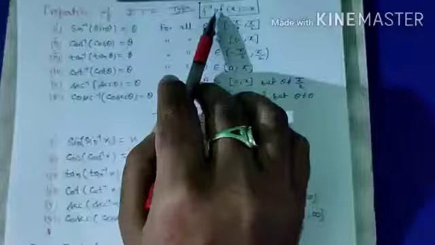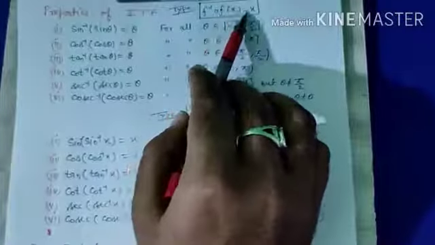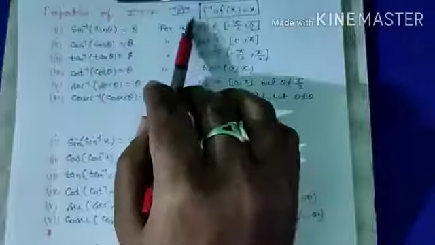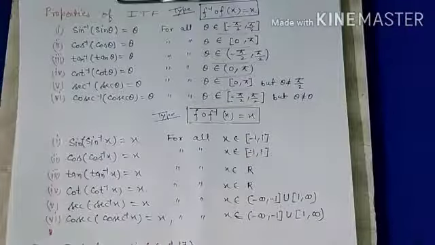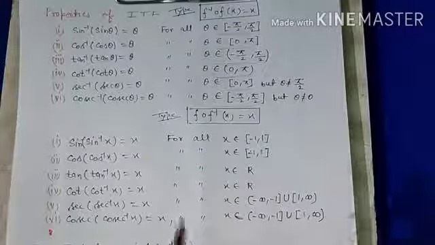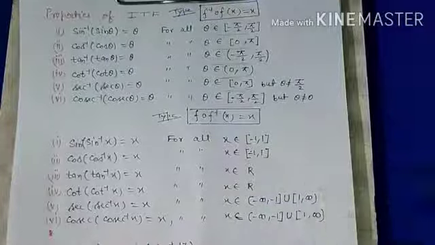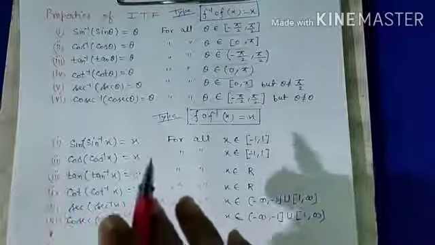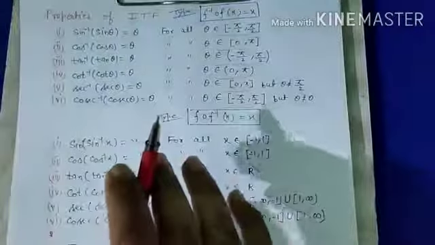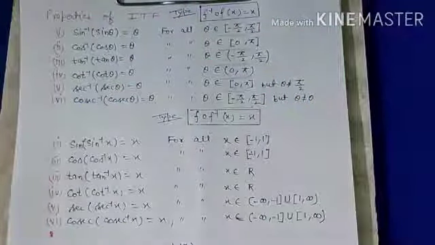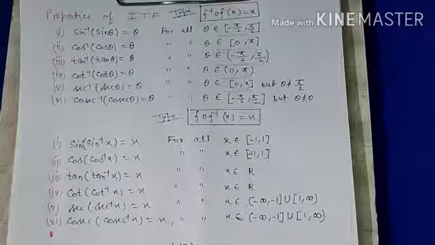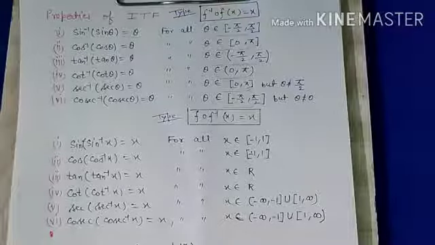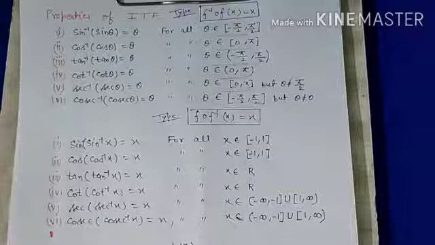Type 1: f inverse of f(x) equals x. As we know, trigonometric functions are not one-one onto, but if we restrict the domain, then we can make them one-one onto, and in that case we can use the properties of inverse, like f inverse of f(x) is x.